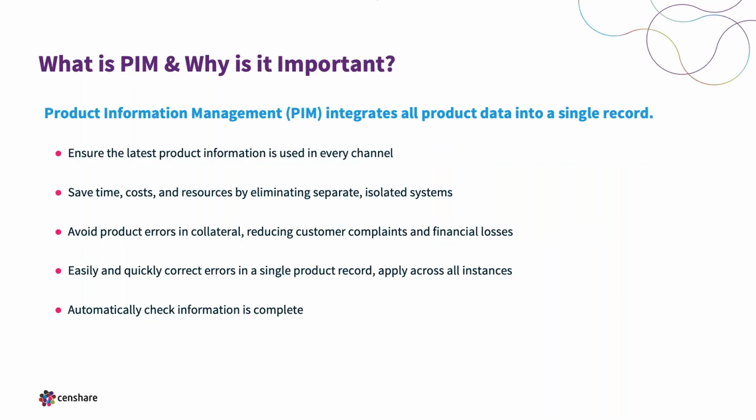So what's a PIM? Why is it important? Your product information management integrates all of that product data into a single record. This ensures that your latest product information is used on every channel. And if you don't have something like that in place, oftentimes you see different information on different channels, and you're not telling a consistent story.